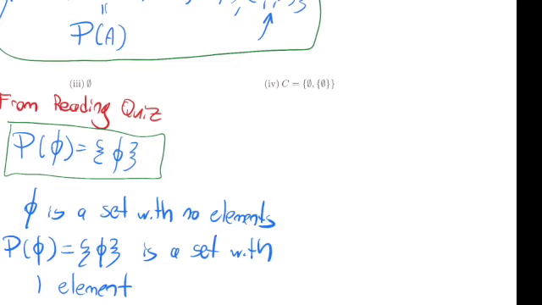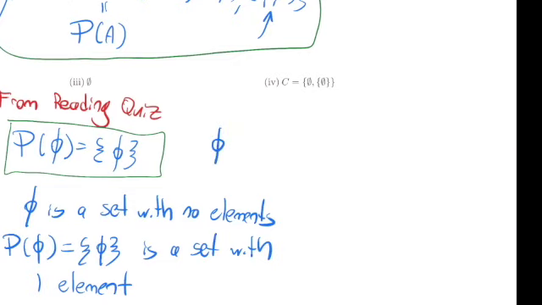So the point here is that this and that are not equal to each other, for the same reason that the number 1 and the set containing the number 1 are not equal to each other. One thing is a set in that case, and the other thing is a number.